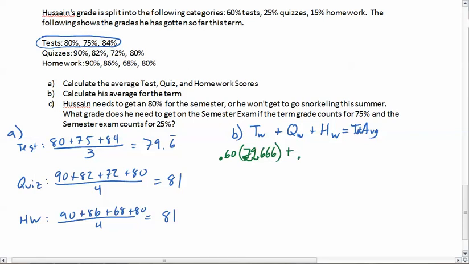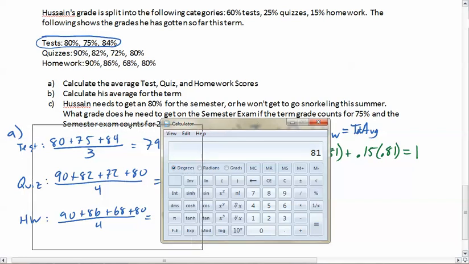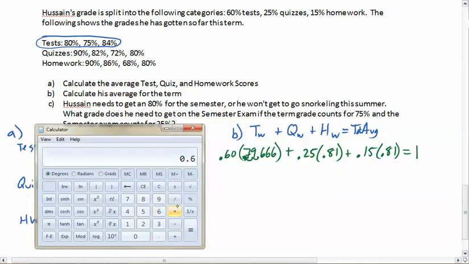Then we're going to add on the quizzes, which are 25%, multiplied by 0.81, which is the quiz scores. Then we're going to add on 15%, multiplied by 0.81, the homework scores. Hopefully that's all going to add up to give me the total. The total weight here is going to be 1, because that's 100%. So let's do the math: 0.60 times 0.796666, plus 0.25 times 0.81, plus 0.15 times 0.81.